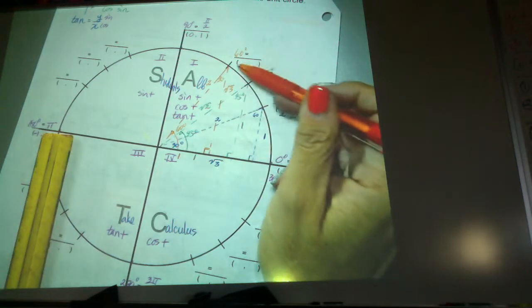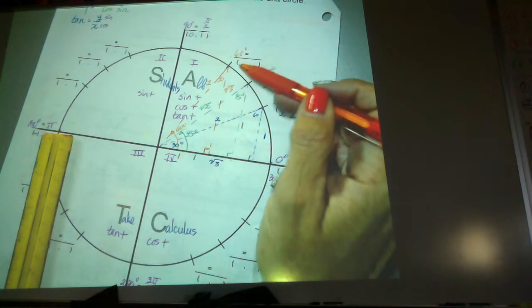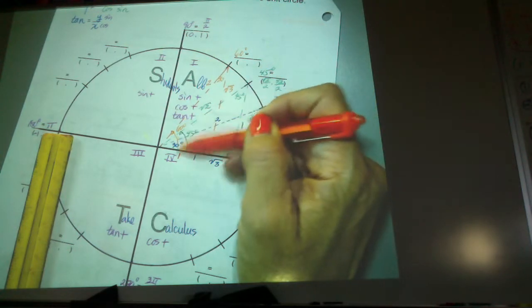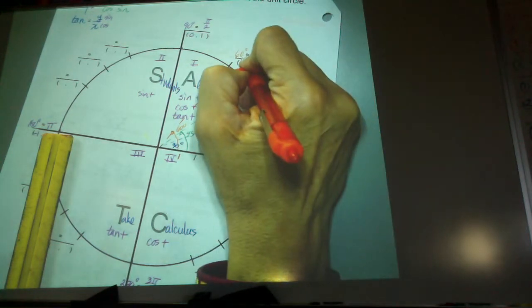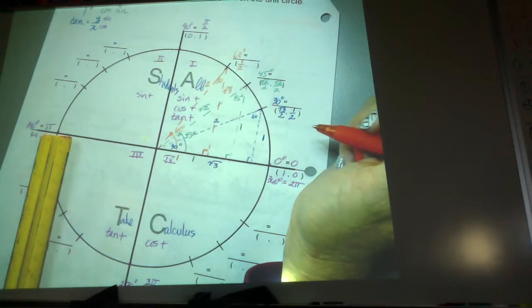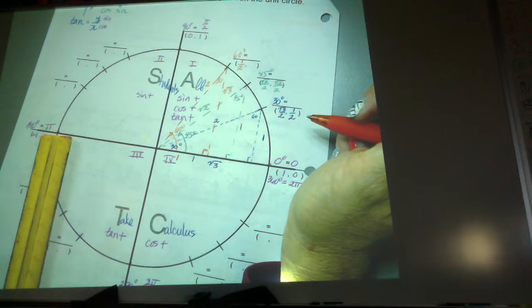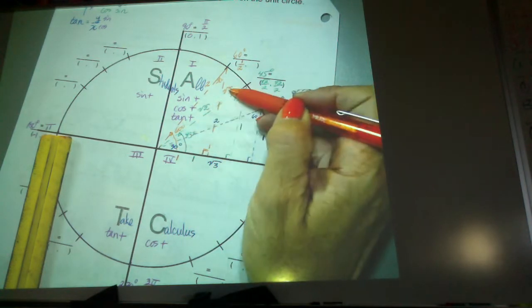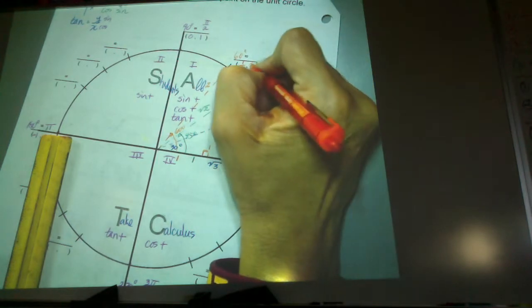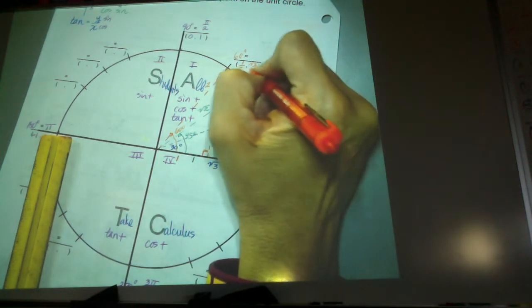So when I do my cosine and then my sine, my cosine is adjacent over hypotenuse. So here's my 60. Adjacent is 1. My hypotenuse is 2. So my cosine of a 60-degree angle is 1/2. My sine is opposite over hypotenuse. So that's radical 3 over 2.